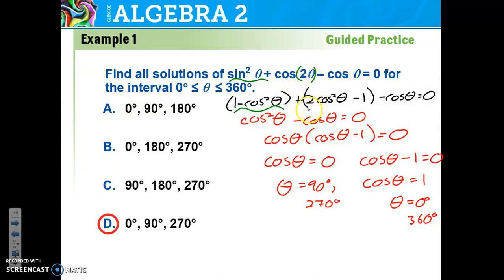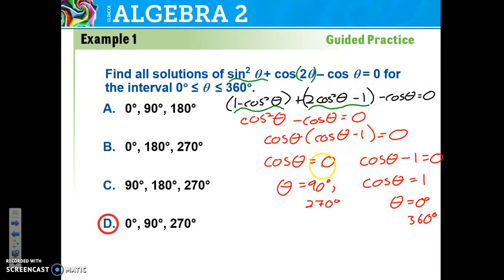But because of the double angle identities from the last section, I know I can replace cosine of 2 theta with 2 cosine squared of theta minus 1. So now I have cosine squared and cosine. When I simplify that, I get 2 cosine squared of theta minus cosine of theta equals 0. Factor out a cosine of theta, so I have cosine of theta times 2 cosine of theta minus 1, and I set each factor equal to 0.